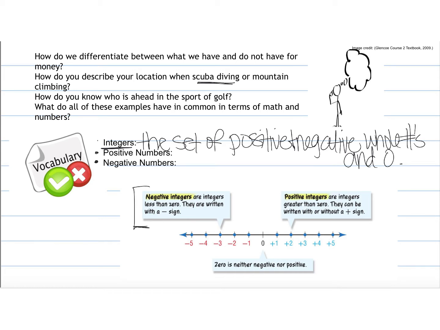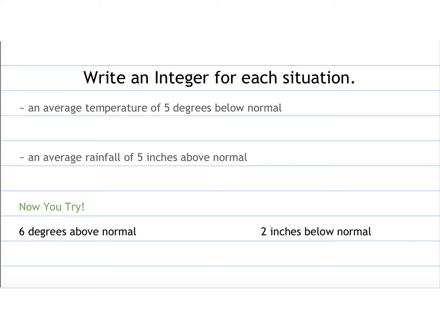Negative integers are less than zero. They're written with a negative sign or minus sign. Positive integers are greater than zero. They are written with or without a positive sign. So if we have -3 and then +3, we would just write that as 3. 0 is neither negative nor positive, right in the middle. It's not considered either one, but it is still considered an integer.